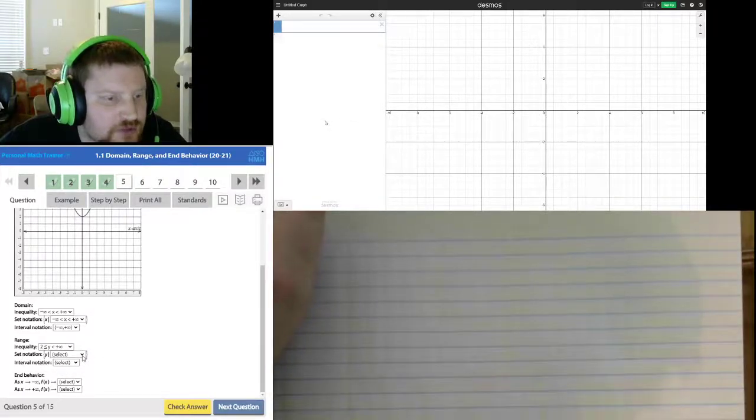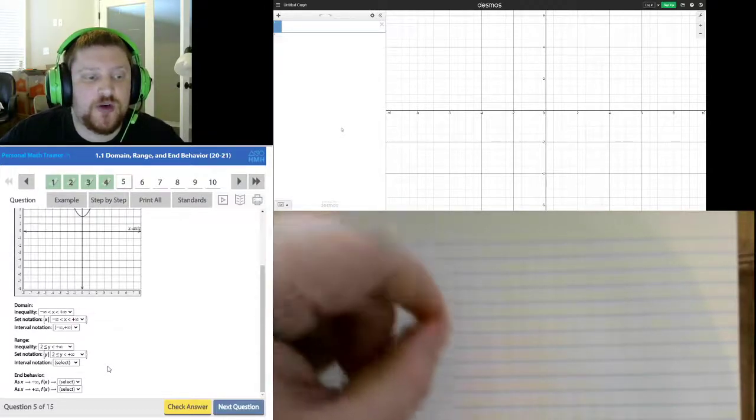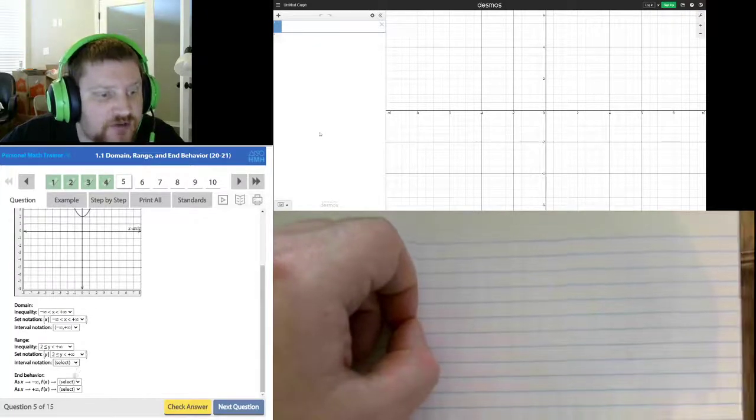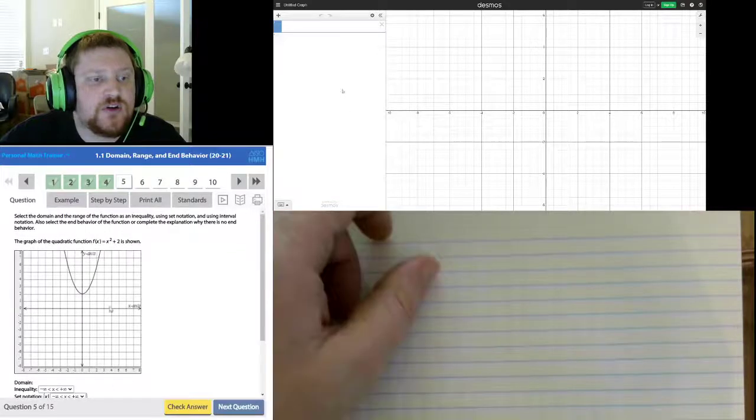And with set notation, we're just going to pull that same one in there. And then interval notation, we're looking for 2 to infinity. So it's going to be 2 comma infinity. And since we're including the 2, it's going to have the closed bracket on the left. Like so.